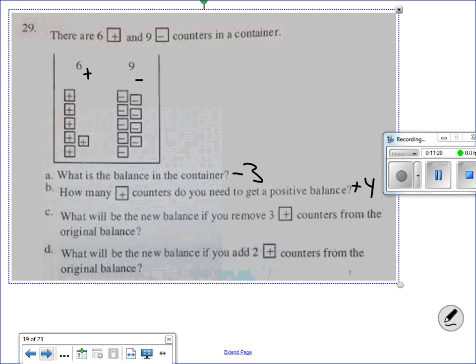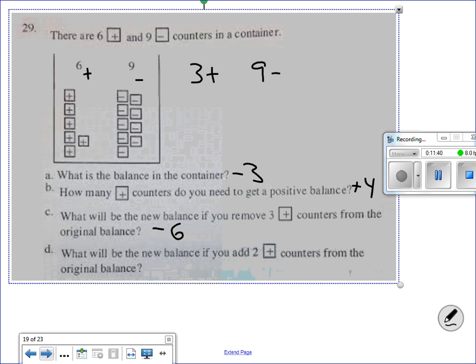What will be the new balance if you remove 3 plus counters from the original balance? Okay, I'm going to remove 3 of these from here, which is going to give me 3 pluses, 9 negatives, right? So what would be my new balance? My new balance would be a -6.